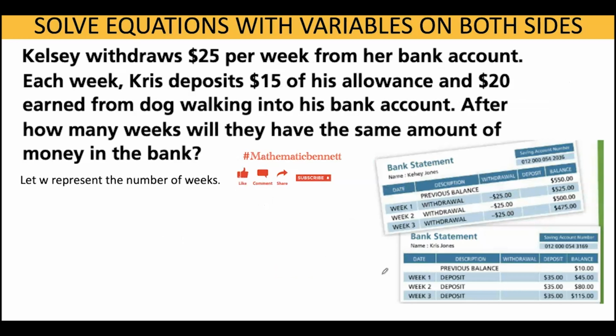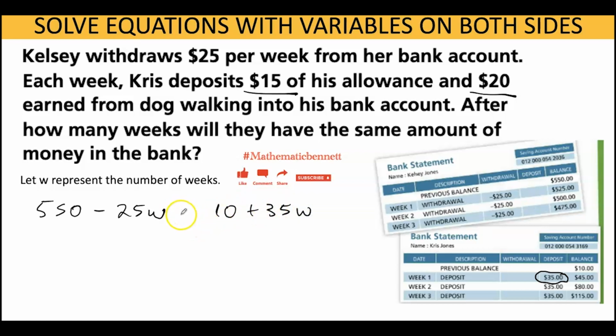Kesley withdraws $25 per week from her bank account. Each week, Chris deposits $15 of his allowance and $20 earned from dog walking into his bank account. So that's $15 and $20. So we can conclude he puts $35 each week into his bank account. All right. After how many weeks will they have the same amount of money? So we're going to let W represent the number of weeks. For Kesley, she started with $550, and then she's taking out $25 each week. We see that for Chris, he started with $10 and he's putting in $35 each week.